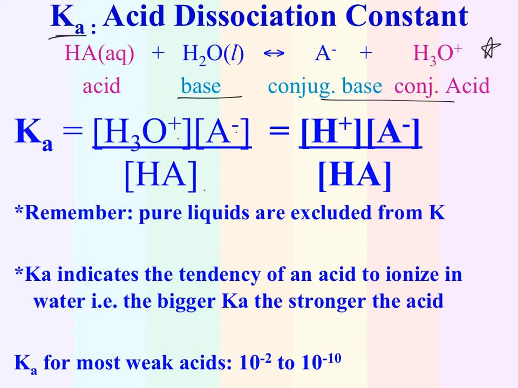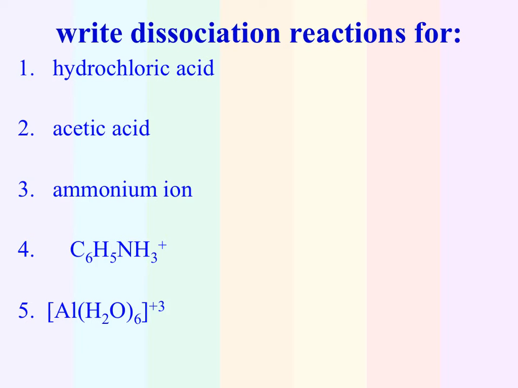Now your Ka, as we've seen, indicates the tendency of your acid to break apart into its corresponding ions. The bigger your Ka value, the stronger your acid, so basically the more products you produce. The smaller your Ka, the weaker your acid. For most weak acids, you're going to have a Ka value somewhere between 10 to the negative 2 and 10 to the negative 10 typically. Being able to write dissociation reactions is going to be pertinent for us to be able to write our Ka equilibrium expressions.